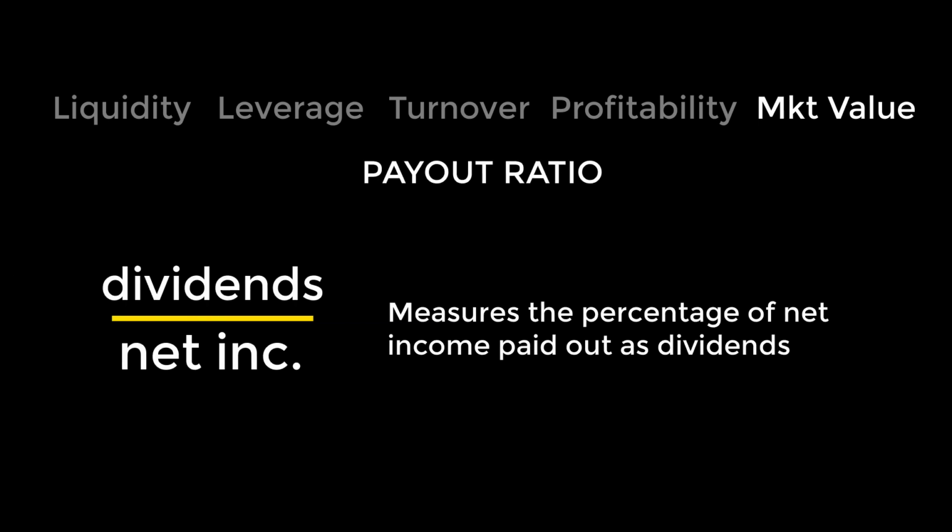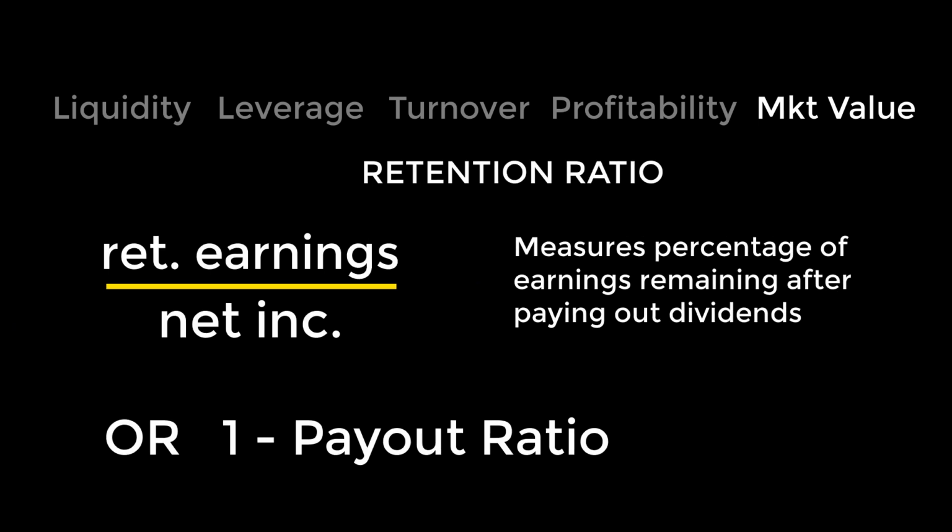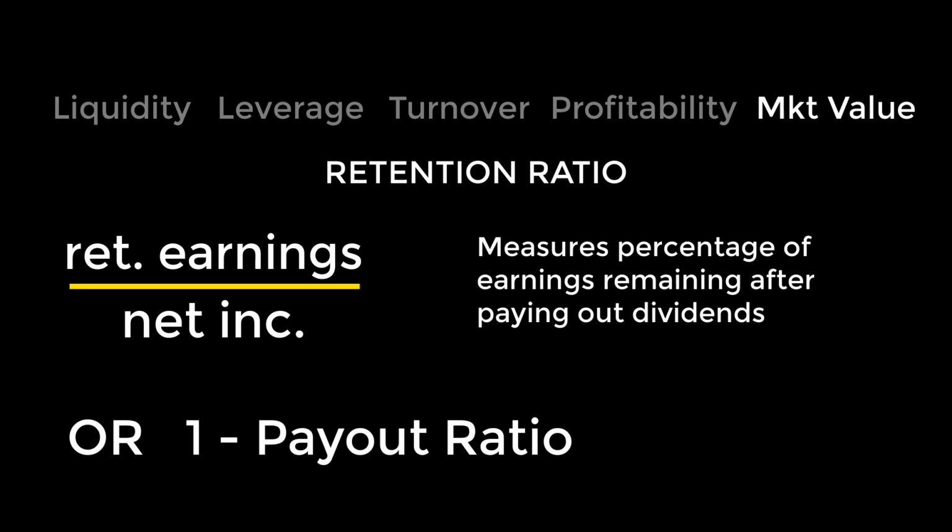Dividend payout ratio, dividends over net income, measures the percentage of earnings paid to shareholders in dividends. Retention ratio, retained earnings over net income, or 1 minus payout ratio, measures the percentage of earnings left after paying dividends.